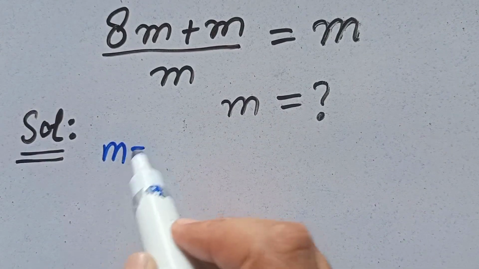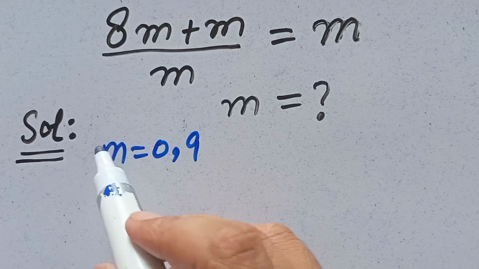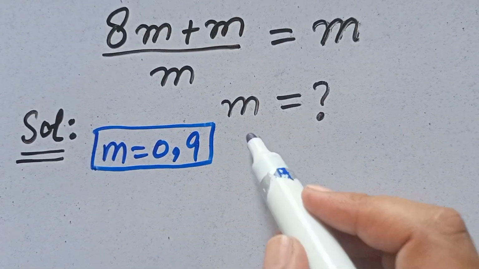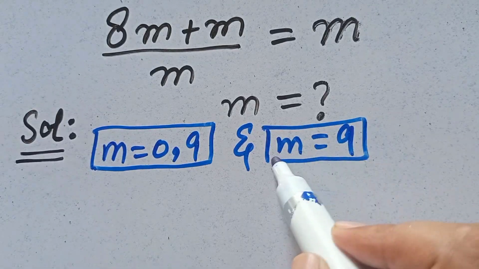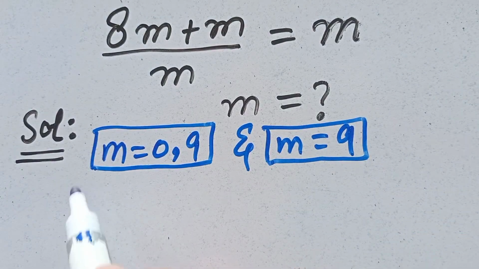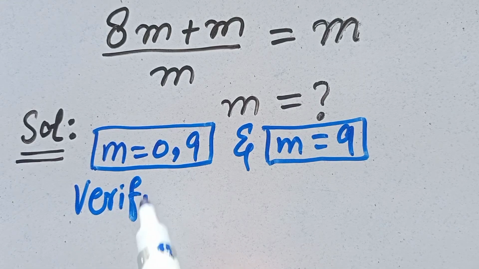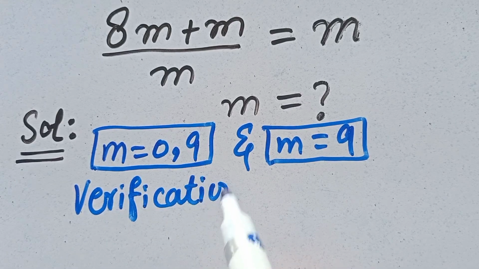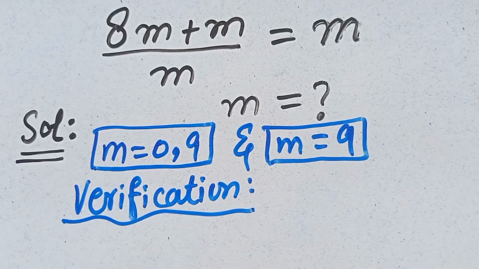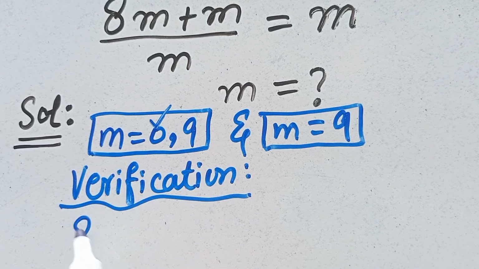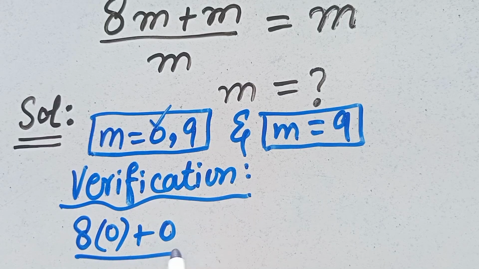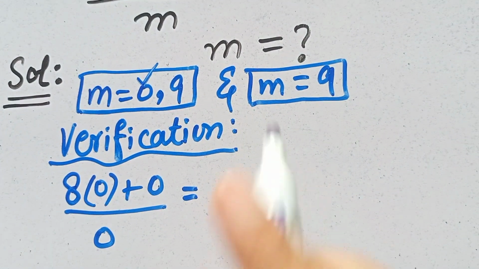Let's verify the solution. From the first method we got m equals 0 and 9, and from the second method we got m equals 9. Now we are going to verify this result by putting back the value of m in the original question and checking whether it satisfies the question or not. So first we are going to put m equals 0. So 8 multiplied by 0 plus 0, where there is m we will replace it by its value, divided by 0 equals 0.